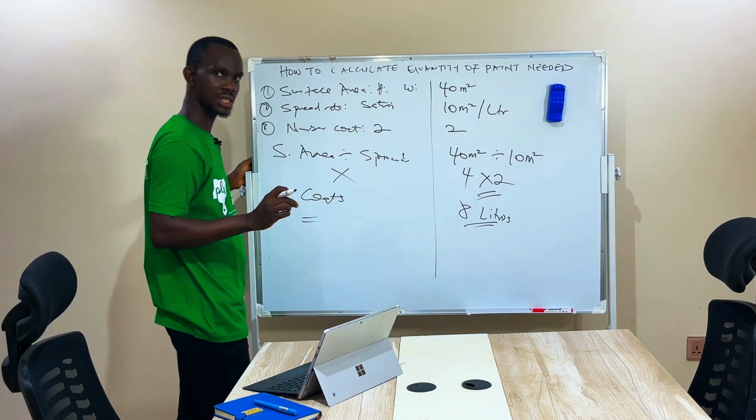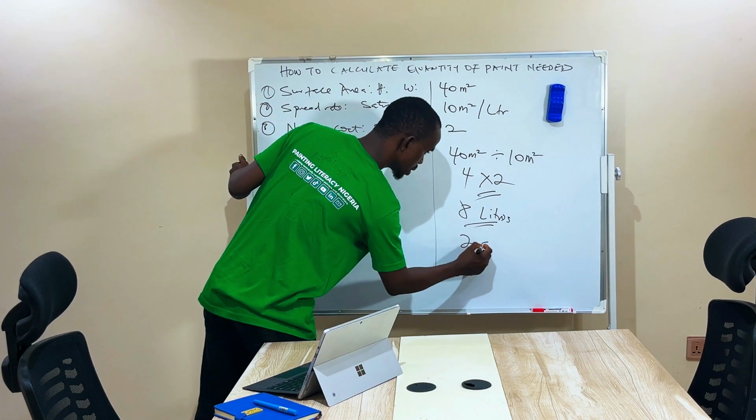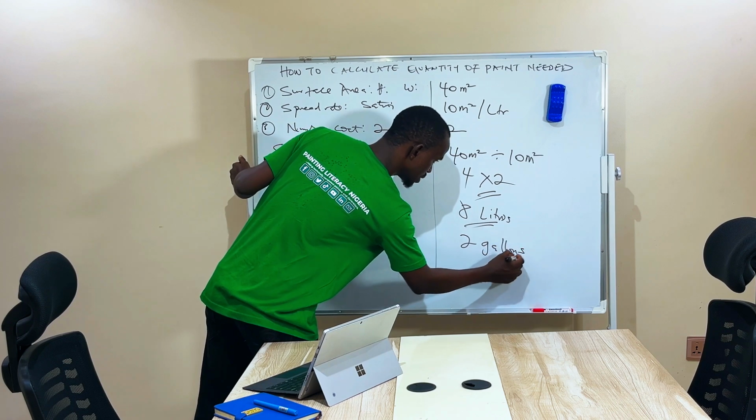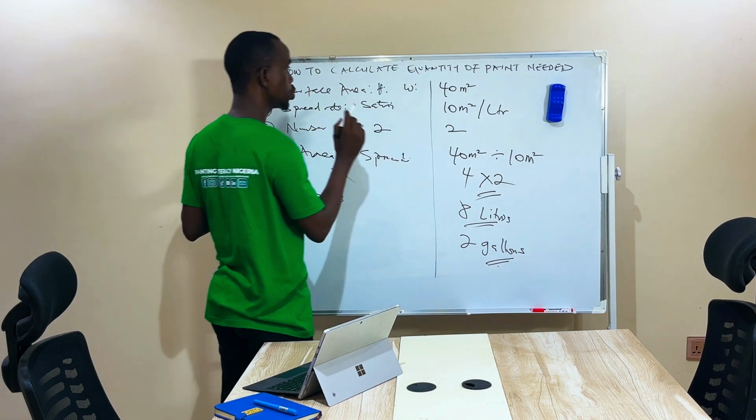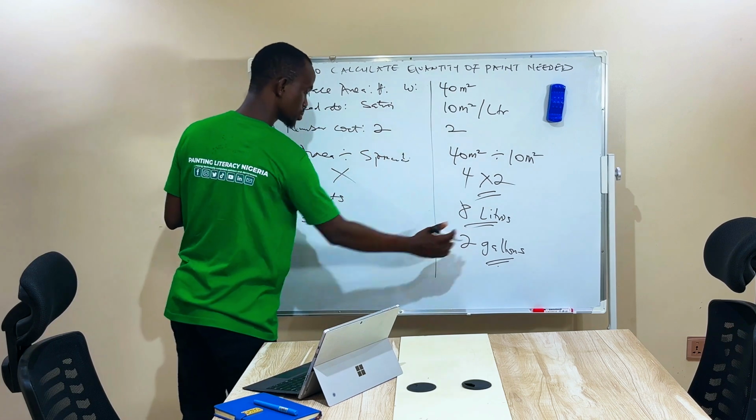Now 4 liters is equal to 1 gallon, so you'll be needing 2 gallons of paint, 2 gallons of satin paint to paint the 40 square meter room.